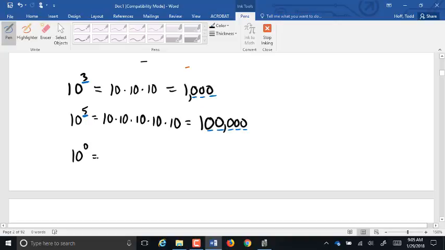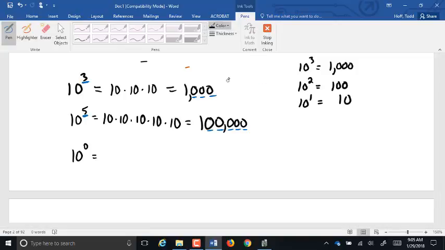What's 10 to the 0? A lot of people will say 0. This is another one. It doesn't make sense to have 0 tens multiplied together, does it? It's kind of like multiplying two negatives, where the basic definition doesn't work. So, just like we did with the negatives, we look for a pattern. 10 to the third was 1,000. 10 to the second was 100. 10 to the 1 is 10.